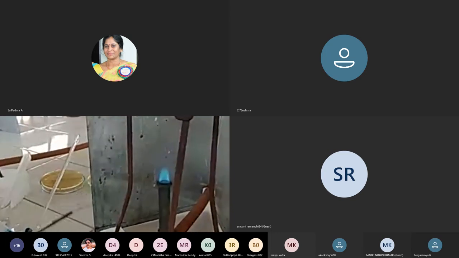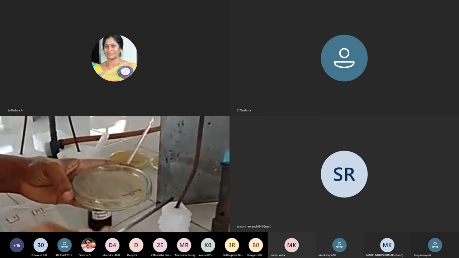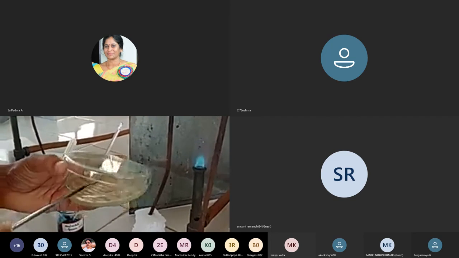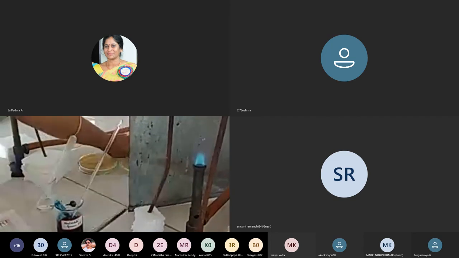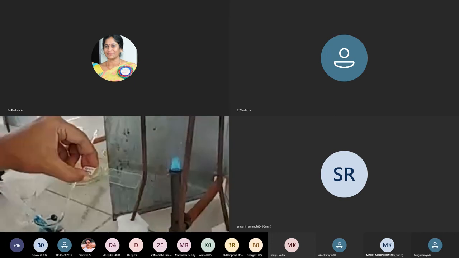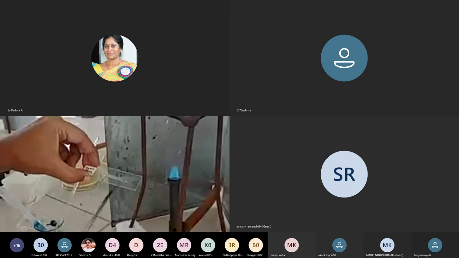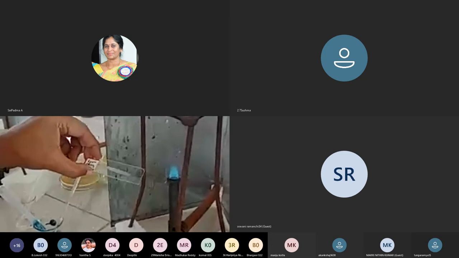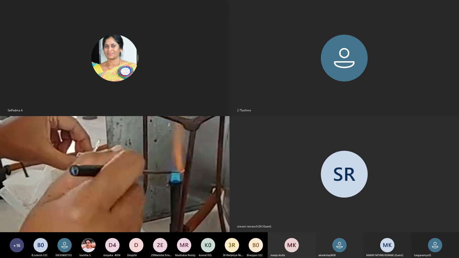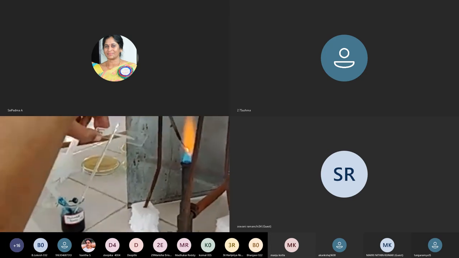Now this is the third culture we are taking for spore staining. So what we will do is that we will take some cultures. And to the drop of water what we have taken, just prepare the smear. Sterilize the loop. Once you have sterilized it thoroughly, we can place it aside.